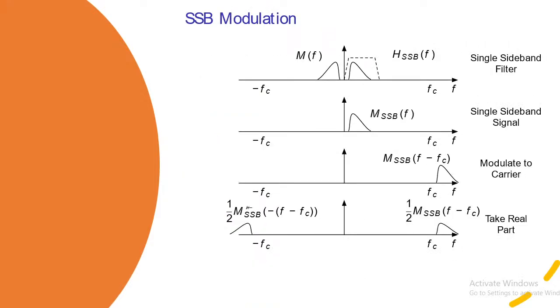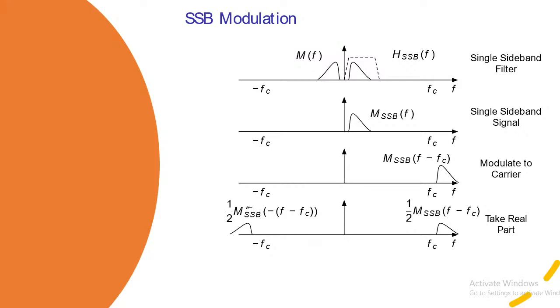Now this shows you the SSB modulation process. You have a single sideband filter. The top one shows you the single sideband filter. Only one sideband is filtered; the other is allowed to pass through the filter. After filtering, you get the single sideband signal, which is the second figure from top.